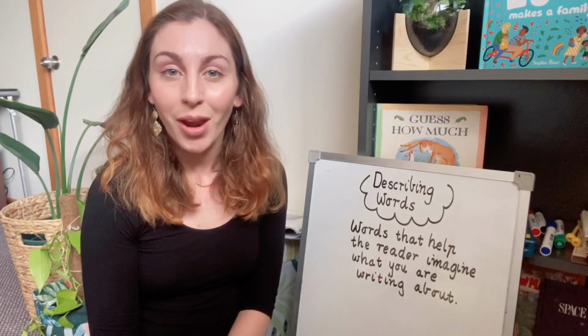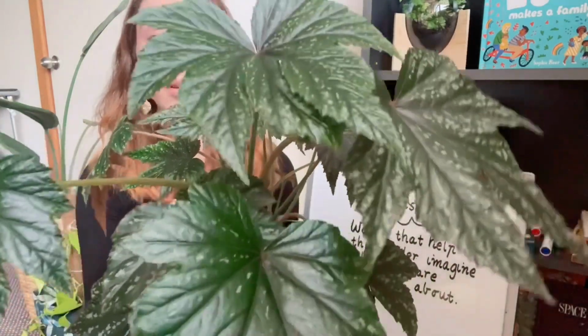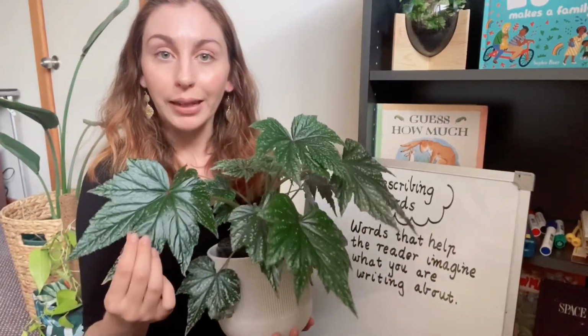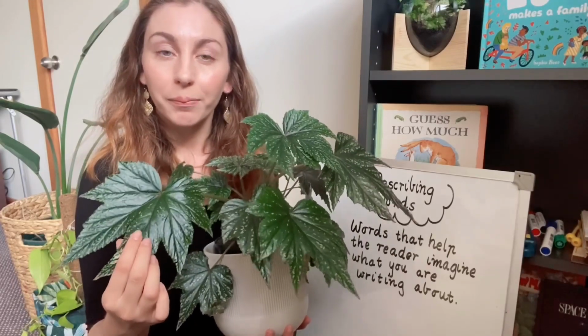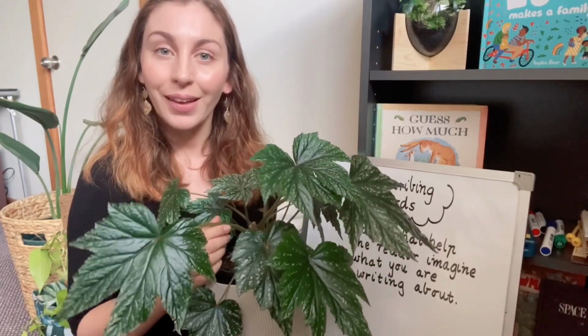Let's have a go at using describing words together. Let's try and describe this plant. Have a look at it. How might you describe it? Imagine that someone else can't see it and they have to draw it. What could you tell them about it to help them draw it? You might say that this plant is dark green. It has dark green leaves. The leaves are also spotty. Can you see that? They've got little spots on them. So you might say this plant has dark green, spotty leaves. Those words, dark green and spotty, are describing the leaves of this plant.